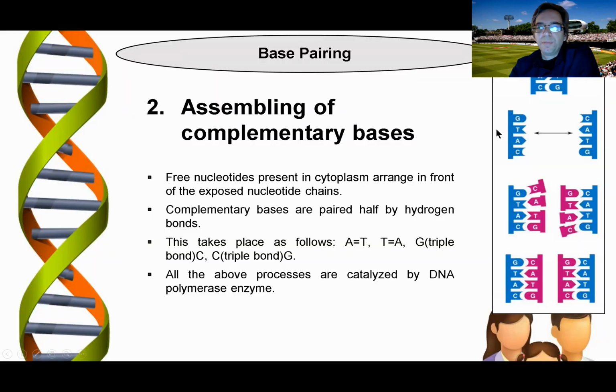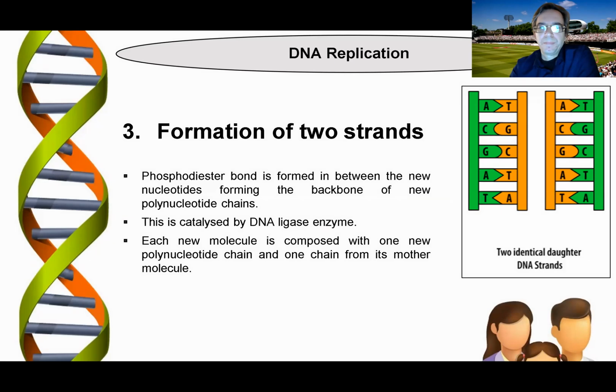So, assembling of new complementary bases. What happens? Nucleotides in the cytoplasm arrange in front of these exposed ones, so they slot in nicely here. Remember we said before, adenine and thymine have 2 hydrogen bonds, whereas cytosine and guanine have 3. And these are catalyzed by DNA polymerases into formation of the 2 new strands. DNA ligase is basically the joining enzyme which facilitates the joining of the new strand.